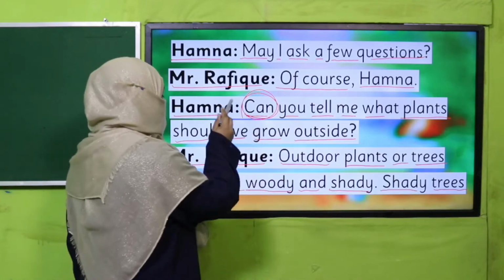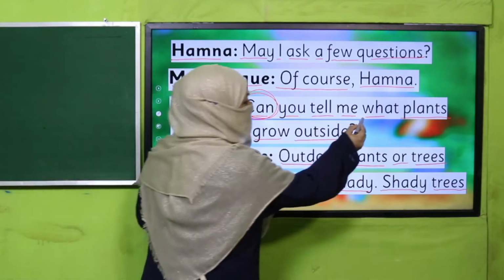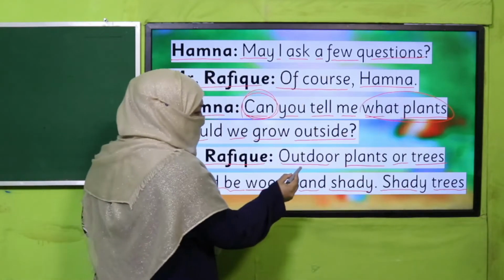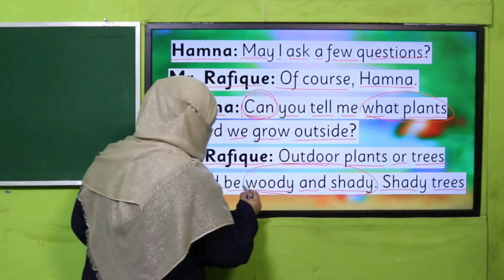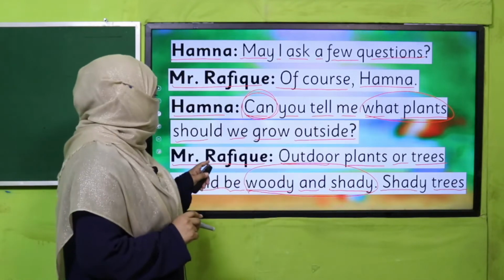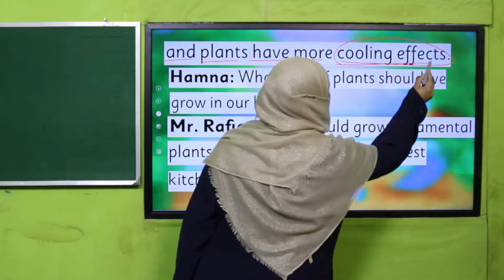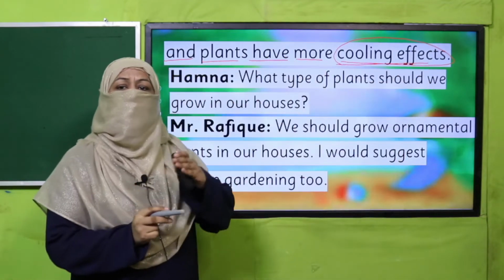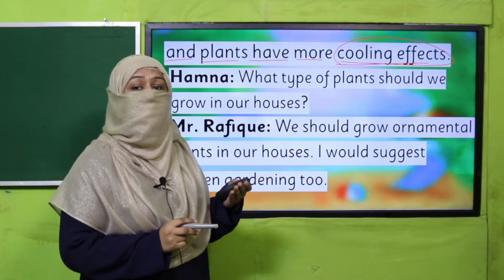Okay, and Mr. Rafiq is telling a detailed answer. First, what type of plants? So what type of plants should it be? The plants which we should grow outside are woody and shady. This is the answer of what type. And why we should do it? This is telling us because it has more cooling effect. So this is how we analyze a question: what type of question is it and what does it demand from us?